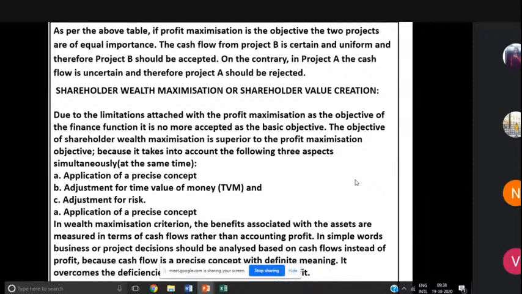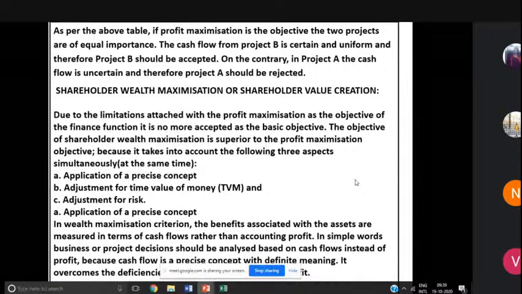What is the first aspect? We use a precise concept. What is the precise concept? We should be using cash flow. We are coming to that. We will see the equation soon. What is the second aspect? We must take into account the time value of money, TVM. And we also must make the adjustment for risk. Three aspects: we should use a precise concept, we should take into account time value of money, and we should also make the adjustment for risk of the project.